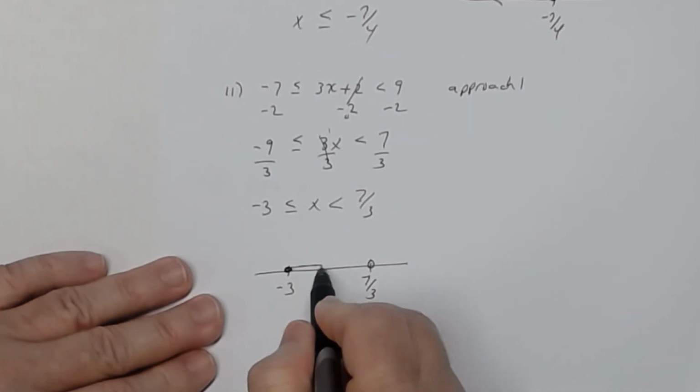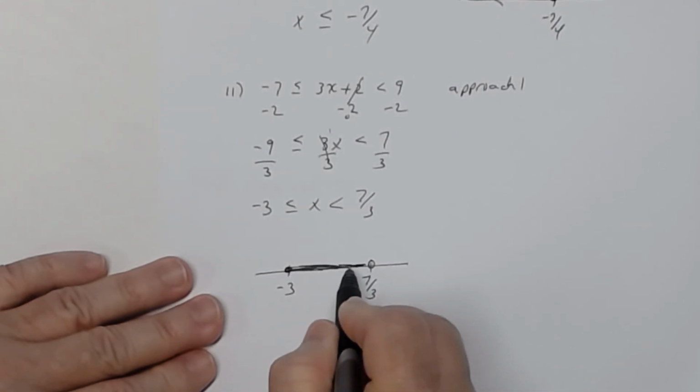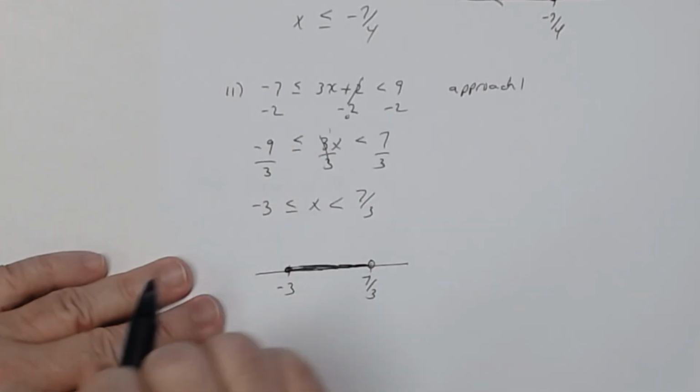And everything between them, every real number here, which is an infinite, all these rational numbers, all these irrational numbers are going to be solutions to the original.